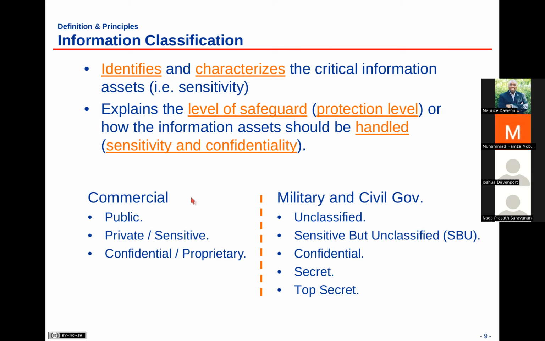So what this does is it explains the level of safeguard and how the information should be handled, right? So if I have something, let's say it's federal government and it's top secret, do you think I could just walk out of the building with the folder that says top secret? What are your thoughts? I guess no. Honestly, yes, you're correct. Just no, not at all.